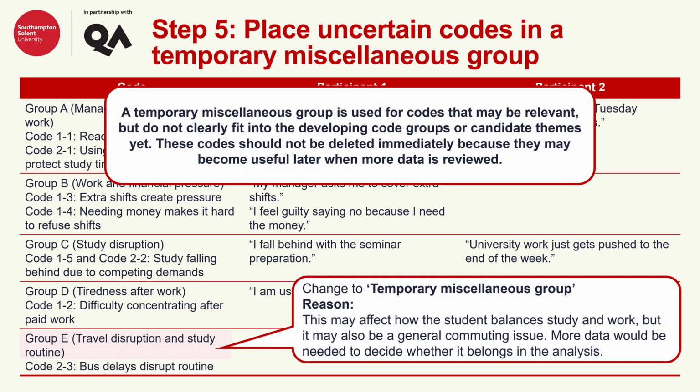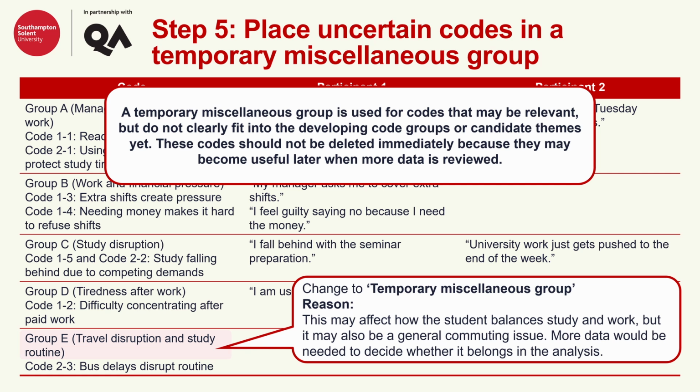We also need a way to manage codes that may be relevant but do not yet fit clearly with the developing groups. "Bus delays disrupt routine" can matter because travel disruption reduces the time available for study and makes the participant's schedule more difficult to manage. However, it could also represent a more general commuting problem rather than a meaningful pattern about balancing paid work and university study. With only this extract, we do not yet have enough evidence to decide.